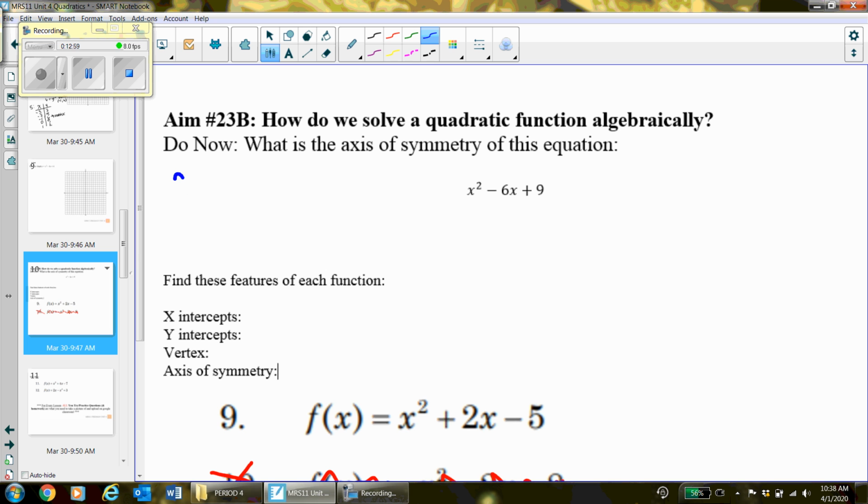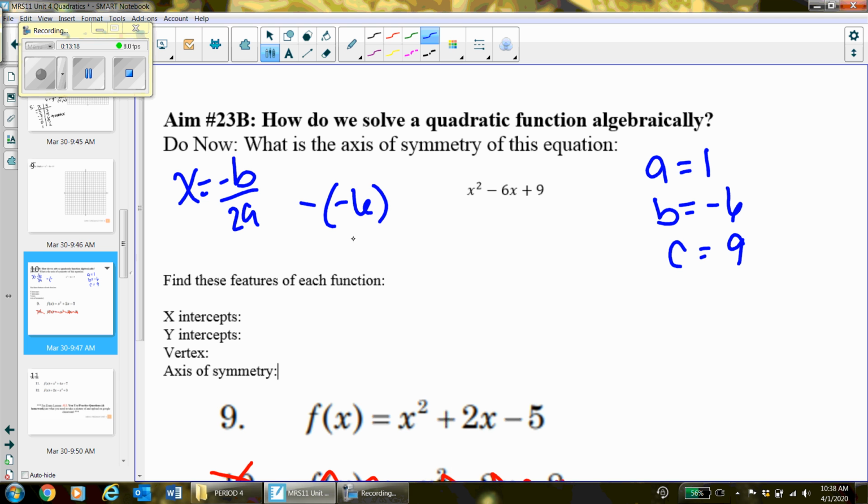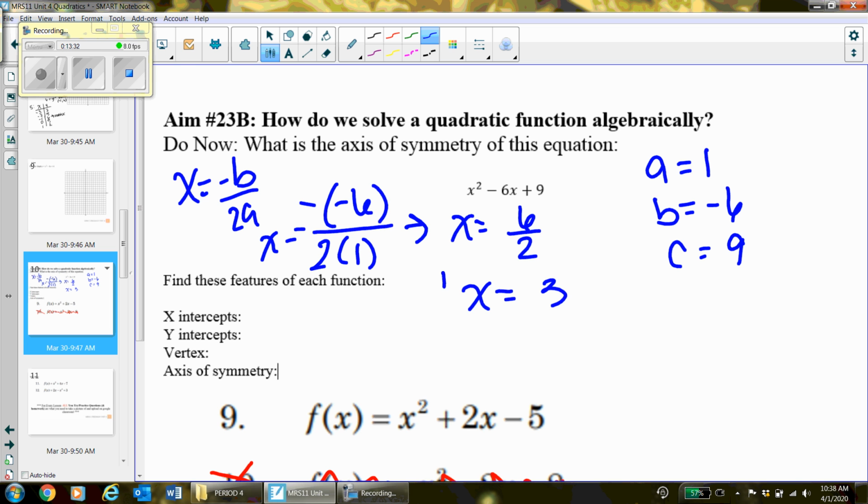Axis of symmetry equation is x equals -b over 2a. All right, I'm going to identify the a, b, and c terms here just to help me out. My a is 1, my b is -6, my c is 9. So I'm going to plug this in. I have a negative already, so that means I'm going to have a double negative for this equation. -6 over 2 times 1. So x equals 6 over 2, which means x is equal to 3.